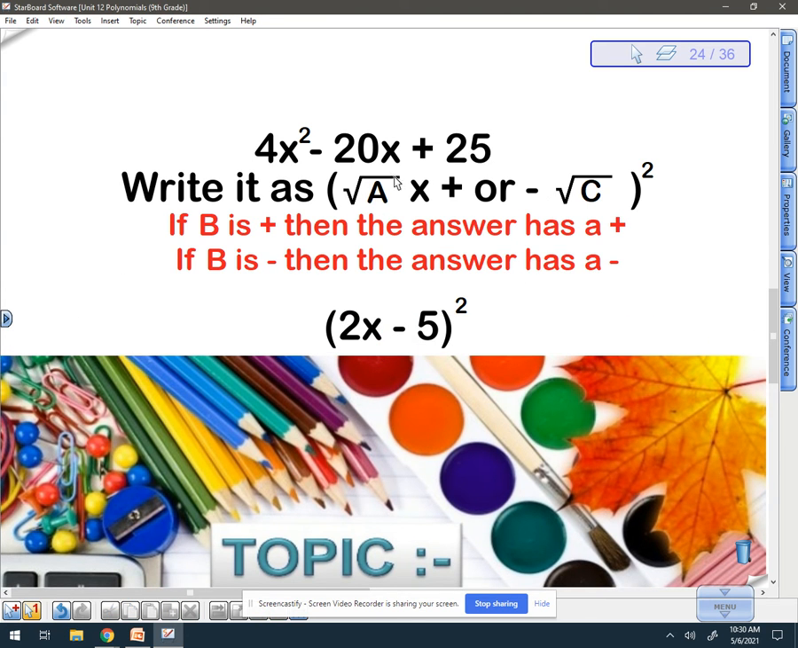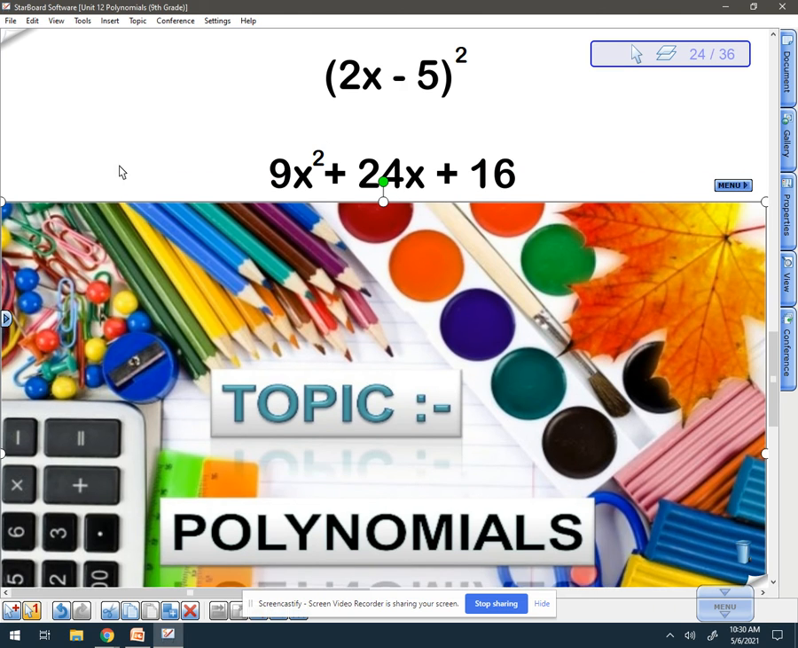So like it said, square root of a goes in the front, x comes down, it's negative, so minus in the middle. Square root of 25 is 5, and then you always raise it to the second power. That will always be a 2. All right, let's do that one.